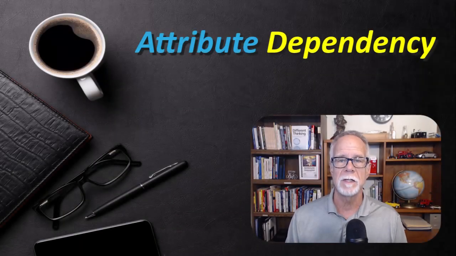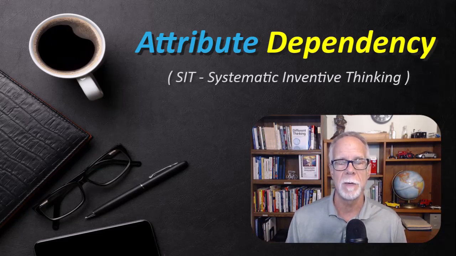Many innovative products and features have come from intentionally correlating attributes to each other, even though they originally seemed to be completely unrelated. Attribute dependency comes from the SIT methodology. SIT stands for Systematic Inventive Thinking. It's a very interesting lateral thinking technique that creates and removes dependencies between variables of a product or service. Let me give you an example.